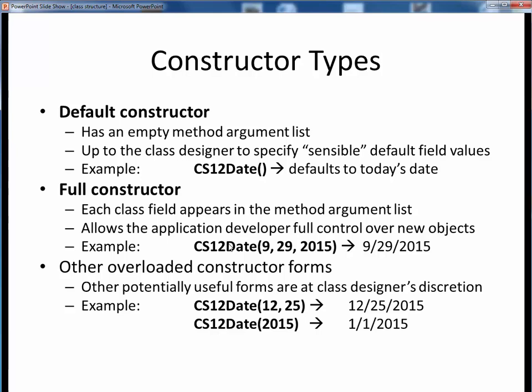Notice that all four of these constructors are distinct and unambiguous. No inputs here, 3 int inputs here, 2 int inputs here, and 1 int input here. 4 different ways of creating a new CS12date object depending upon how easy or specific you want to be.